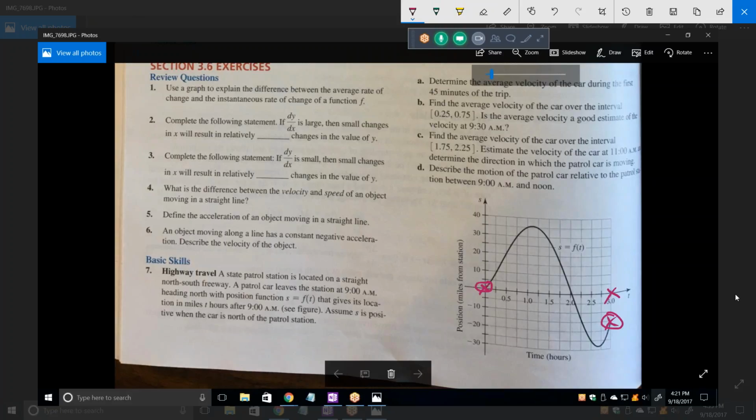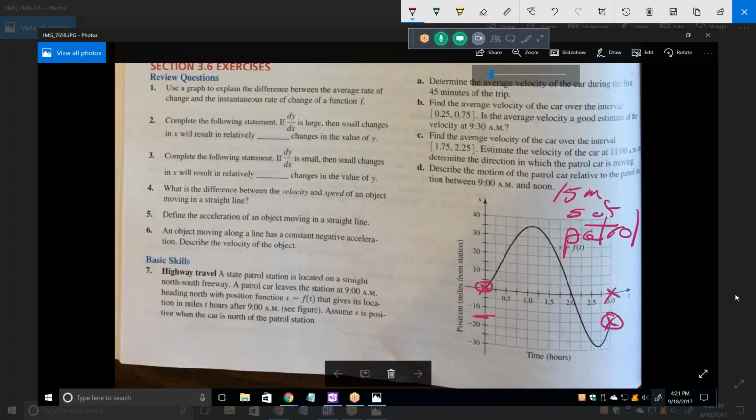It's 3, negative 15. Which means 15 miles south of the patrol station. That's the answer. 15 miles south of patrol station. It's not just negative 15. It's describe the motion of the car relative to the patrol station. Well, in fact, we haven't. Okay, let me make my answer a little bit more detailed.